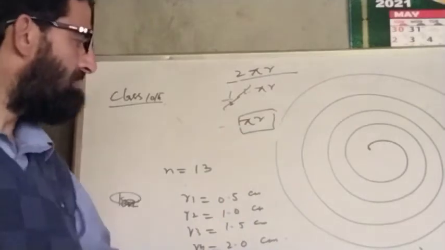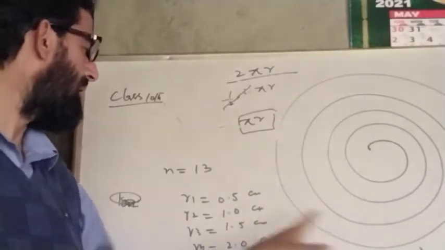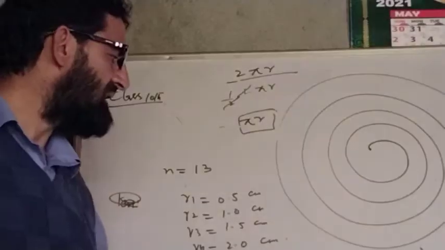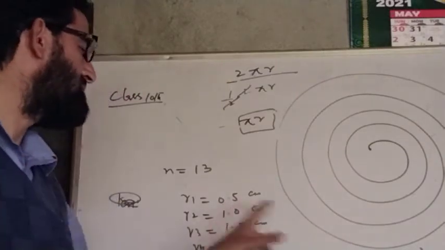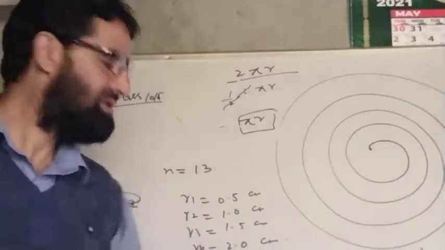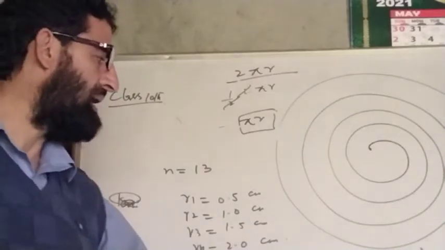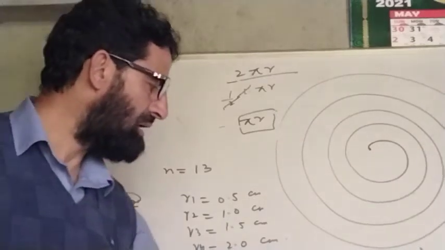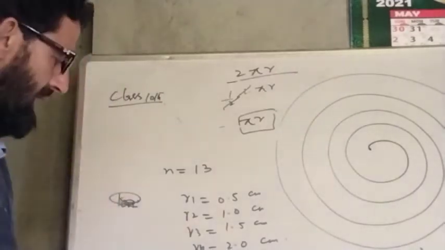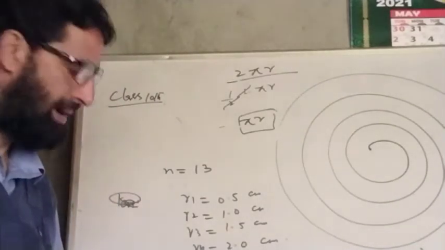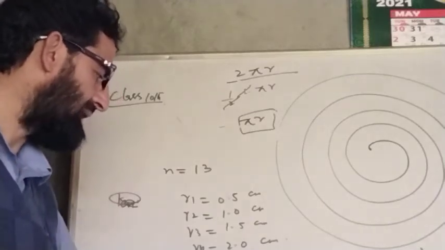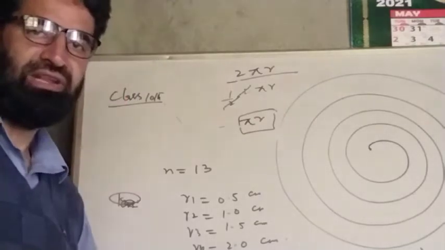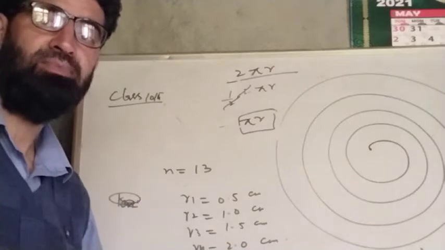So length of first semicircle is pi into r, given this is 0.5, so this is 0.5 pi. Similarly, length of second semicircle is again pi into r, r is 1.0, that is pi centimeter. Similarly, length of third semicircle is pi into 1.5, that's 1.5 pi. So an AP is formed: 0.5 pi, pi, 1.5 pi, 2 pi, and so on. Now see, here A is the first term, that is 0.5 pi, and what is D? D is second term minus first term, that is 0.5 pi. N is 13. We have to find the sum total of 13 semicircles.